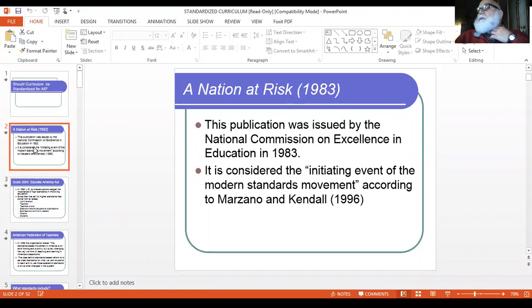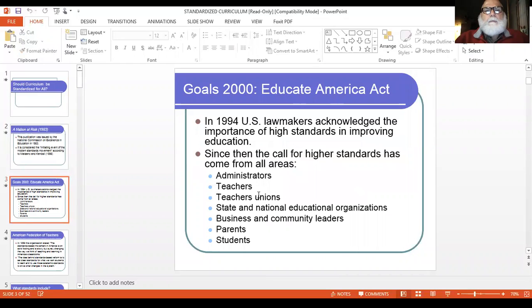The standardized curriculum movement started in 1983 with the National Commission on Excellence in Education, NCEE, and they published a work called A Nation at Risk. It said students weren't learning anything because local standards weren't very rigorous. And so we had a call for higher standards. In the state of North Carolina, what resulted in 1984 was a result of A Nation at Risk, which came out in '83.